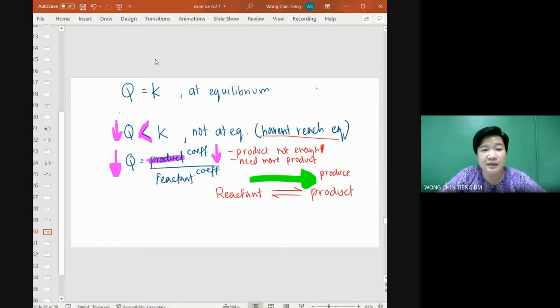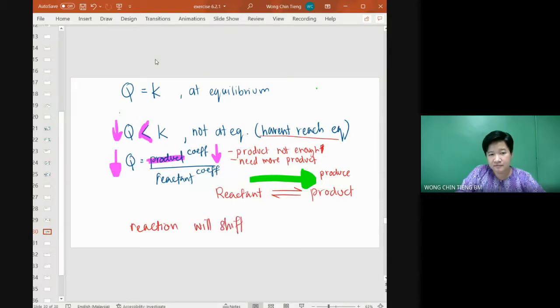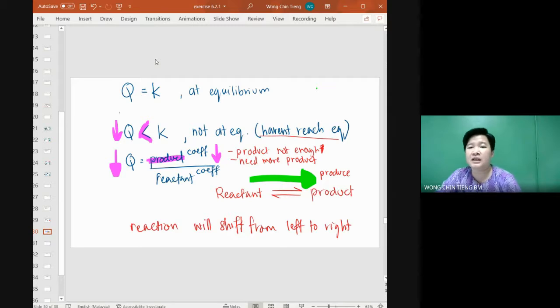Okay. Kenapa nak produce produk? Sebab produk saya tak cukup lagi. Produk saya masih sikit. Okay ke? So, if the Q is less than K, then your reaction will shift from left to right. Bila Q lebih kecil daripada K, mesti bergerak left to right. Mesti. Sebab produk saya tak cukup, so saya kena hasilkan lagi banyak produk. Make sense?